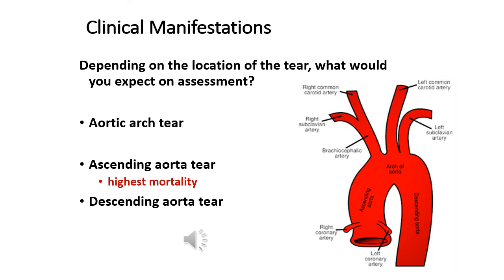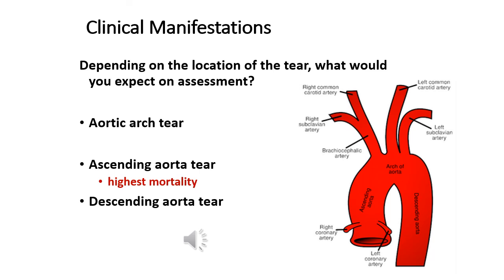The ascending aorta is the most serious, and remember that's where the highest mortality is. And here, because the ascending aorta feeds the coronary arteries, we're going to see things like valvular insufficiency, diastolic murmurs, left ventricular failure, dyspnea, and orthopnea from pulmonary edema.